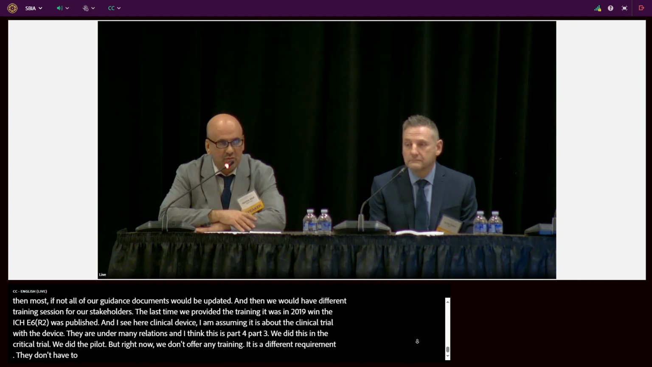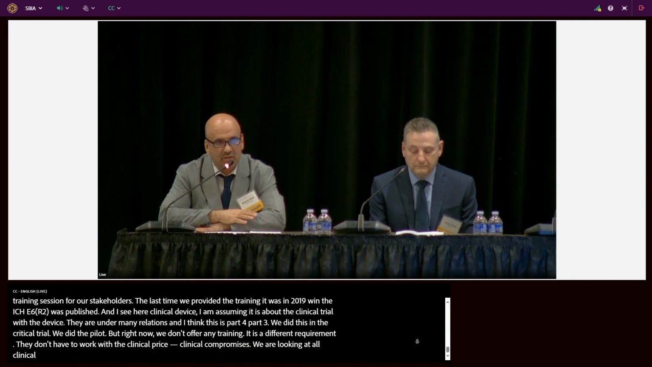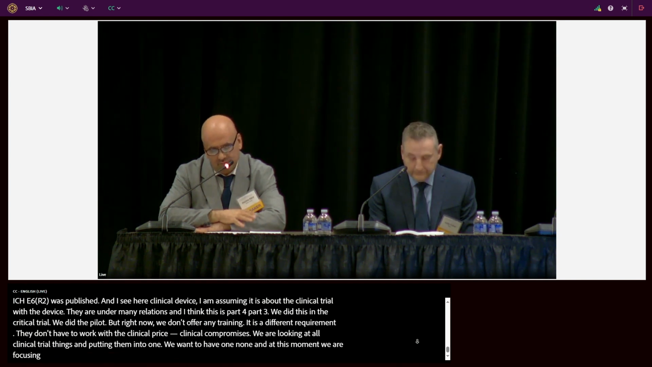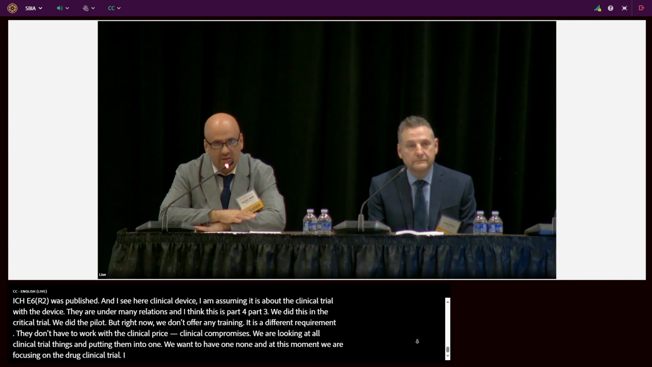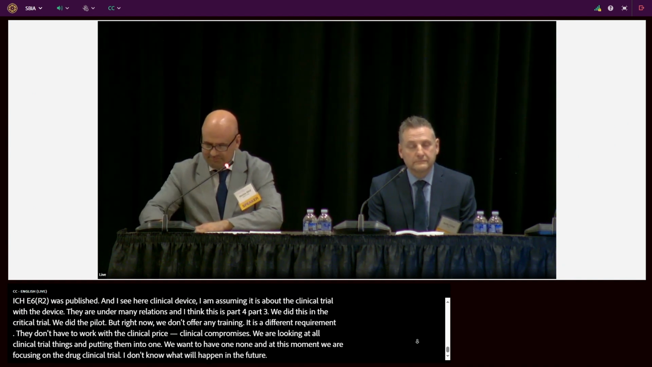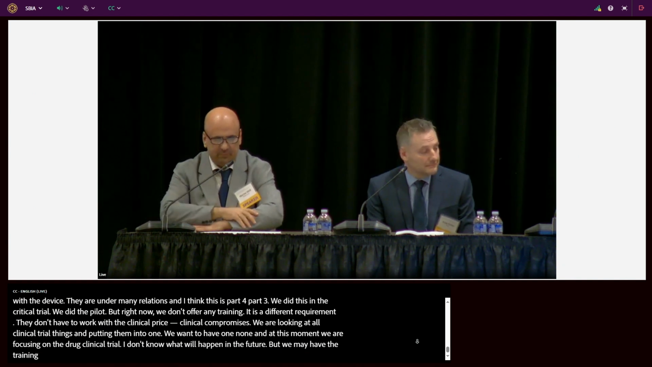We try to incorporate and harmonize all clinical trial regulation into one. So we are working towards having one regulation that will cover drugs, medical devices, natural health products, and even food. But at this moment, we are focusing only on drug clinical trials. I don't know what's going to happen in the future, but we may have training also for medical devices, but not at this moment. Thank you.